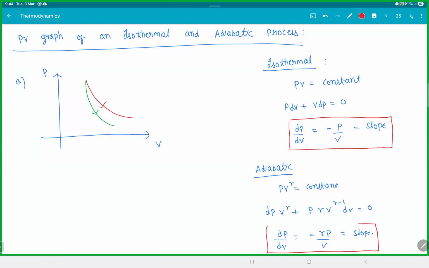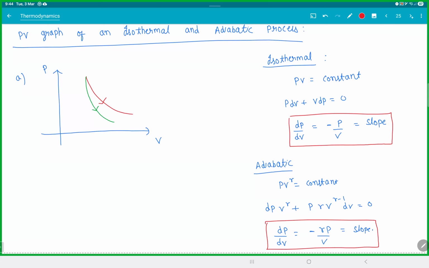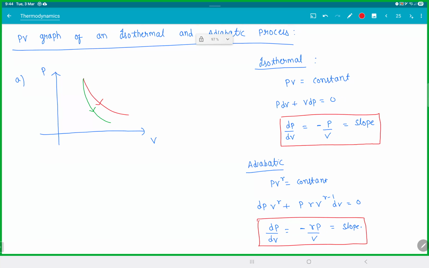What do you mean by that exactly? Whenever I get this, I get confused, like, what do you mean by more negative? Take some numbers. Imagine this is minus 1 and imagine this is minus root 3, because gamma is greater than 1. So for minus 1, what will be tan theta? Theta will be 135. For minus root 3, what is theta? 120. So which is steeper? That 120 is closer to 90, isn't it?